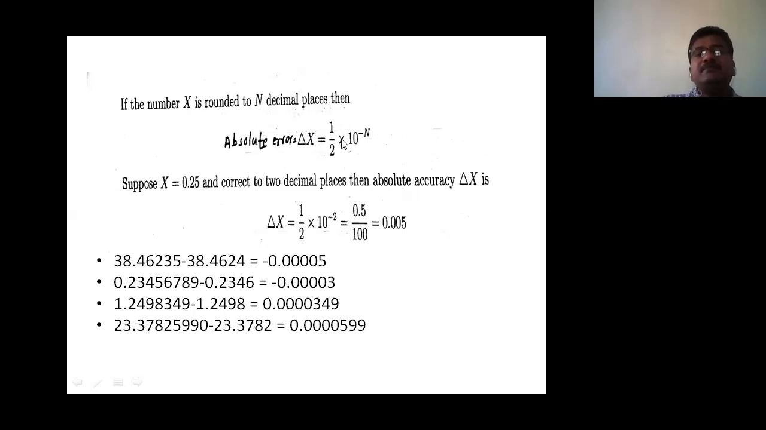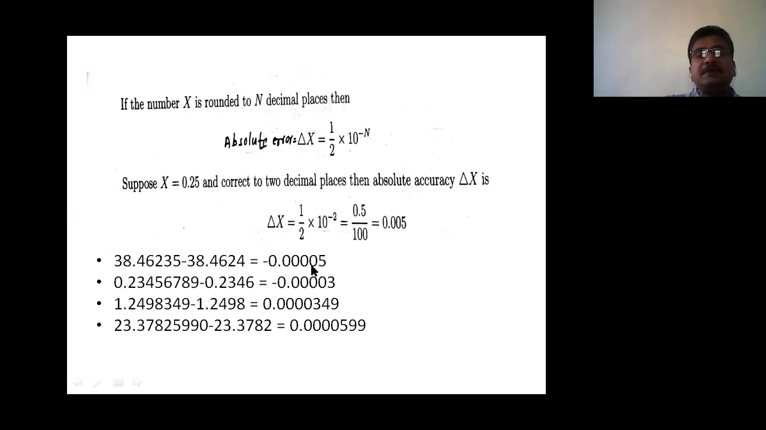understand this formula? Suppose this is the number 38.46235, and we have to round up this number to 4 decimal places. That is, this number is rounded to 4 decimal places. Okay, so what is the answer? 38.4624, because this number is 5 and the previous number is odd, so it increased by 1.